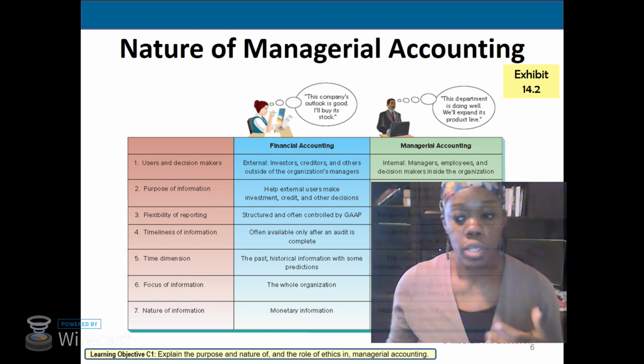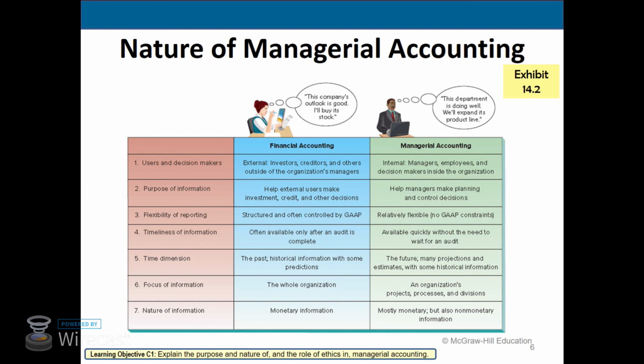The other thing the slide shows us is the purpose of this information, which we already talked through a lot. Number three, the flexibility of the reporting. Financial accounting has to stick within GAAP, the generally accepted accounting principles. There's no question about it. These go to the federal government. The FASB makes these pronouncements, the SEC has certain rules, and all of these things govern them. Whereas managerial accounting has flexibility. Most of it will not be GAAP, because when we're preparing these internal reports, we're not really following any rules. You can go ahead and read through the rest of the items listed on that slide.